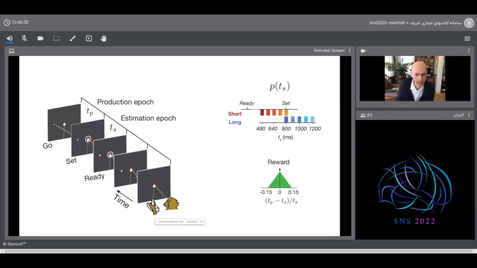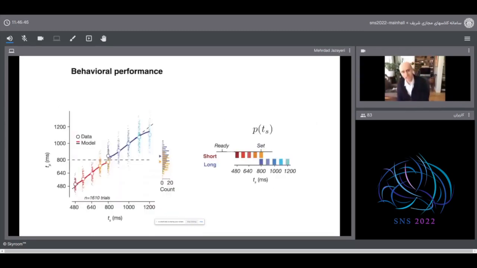The animals were rewarded for producing the time perfectly. That is, the animals were not rewarded for being biased. The animal had to produce the interval as perfectly as possible, but of course, to optimize for that, they had to generate the bias. Here is the behavior of one animal on one typical session.